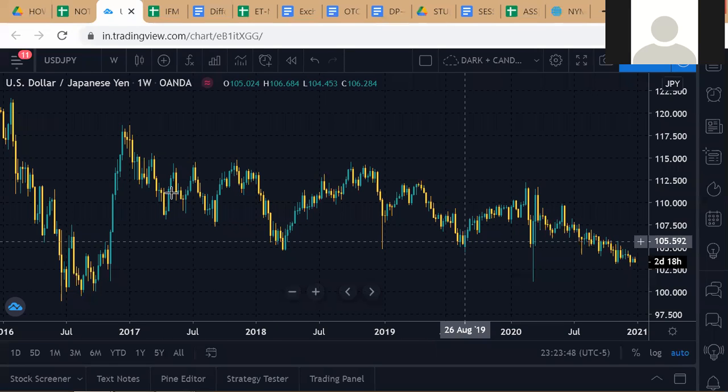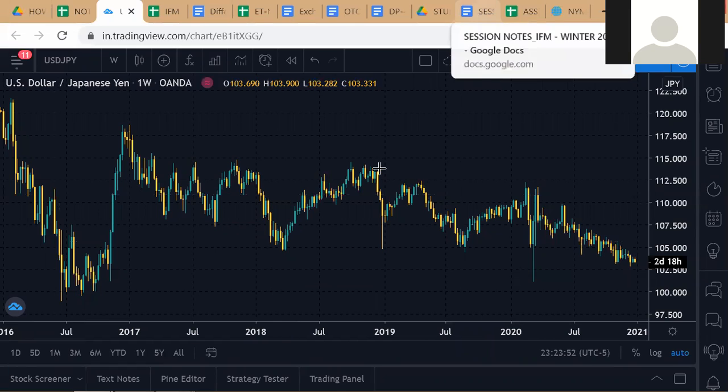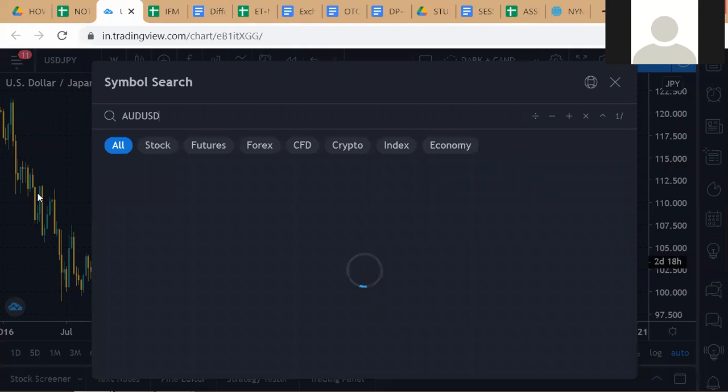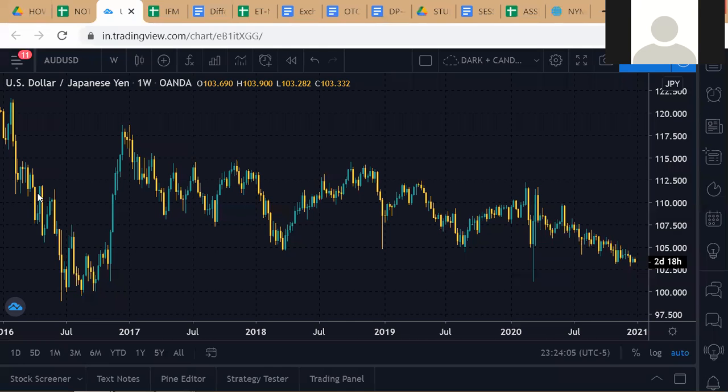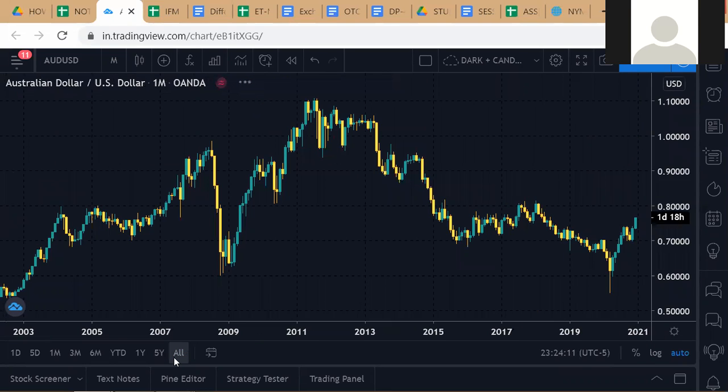So you'll have to have charts of each of these. For foreign exchange, I would suggest you go for this, okay, for the spot charts. So you have to set up the dollar yen. You have to set up the Aussie. I generally go for Oanda, but you can go for the FXCM feed also. So here you can see the Aussie chart. This is a long-term chart.